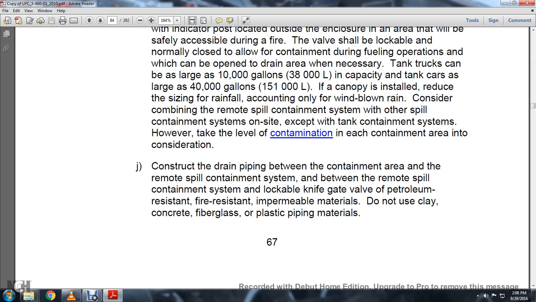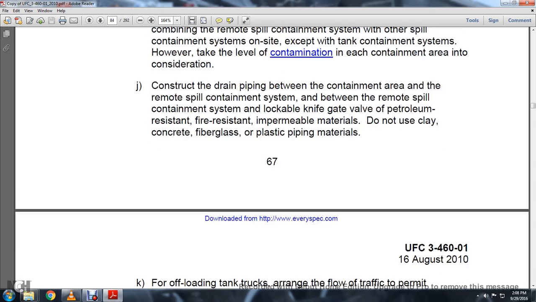J. Construct the drain pipe between the contamination area and the remote spill containment system, and between the remote spill containment system and the lockable knife gate valve, with petroleum resistant, fire resistant, impermeable materials. Do not use clay, concrete, fiberglass, or plastic piping materials.